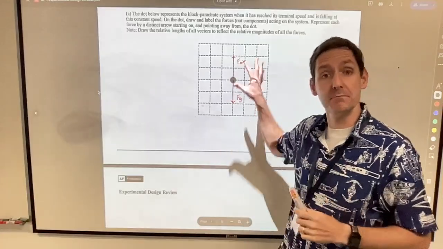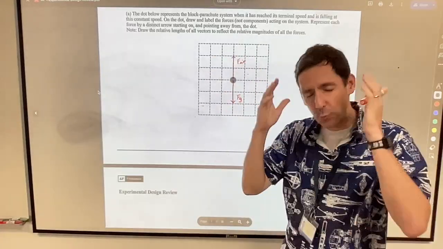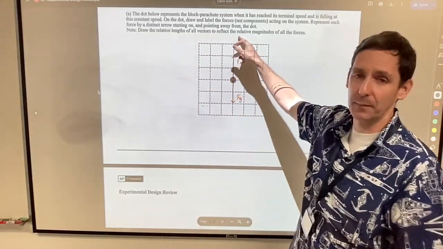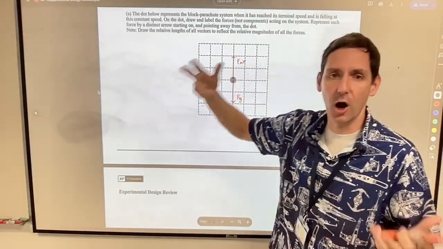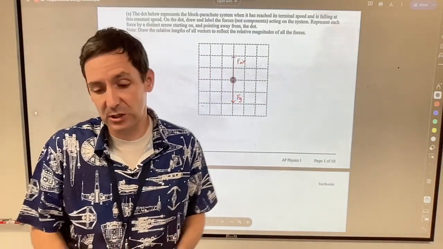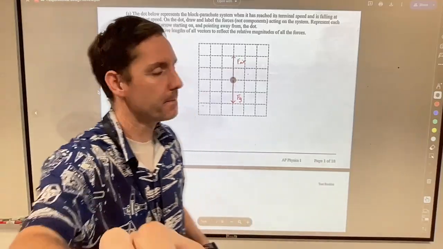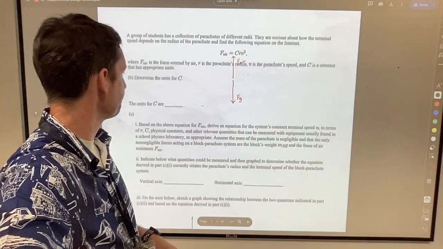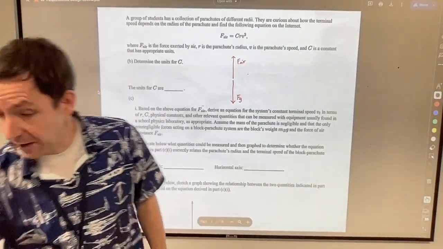And very often, if you have the grid, pay really, really close attention to the lengths, even if it doesn't say draw the relative lengths to match the relative magnitudes, because that should be a habit anyway. All right?